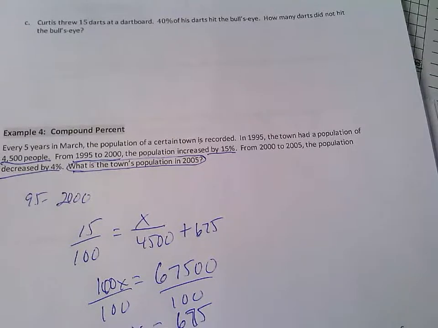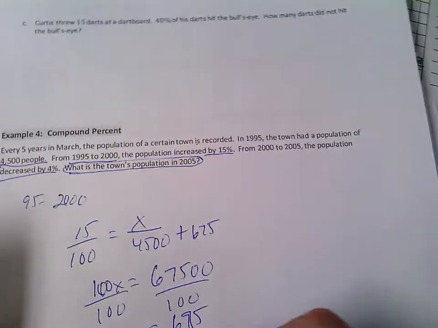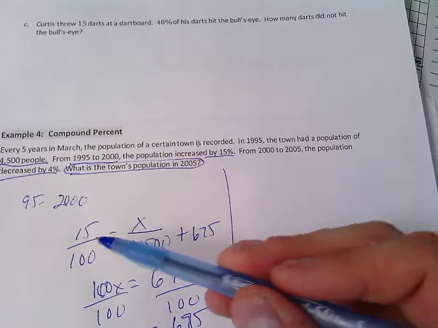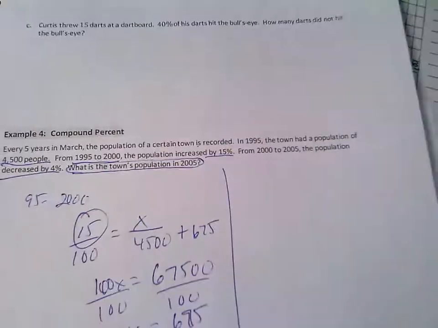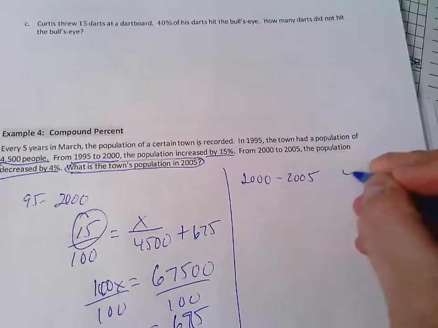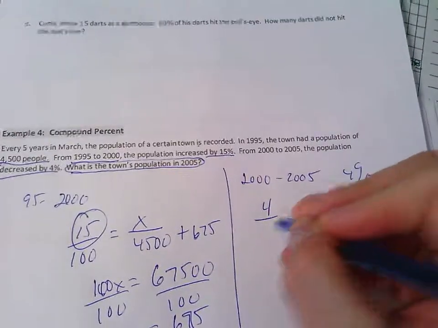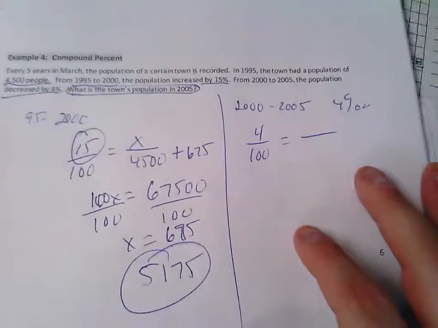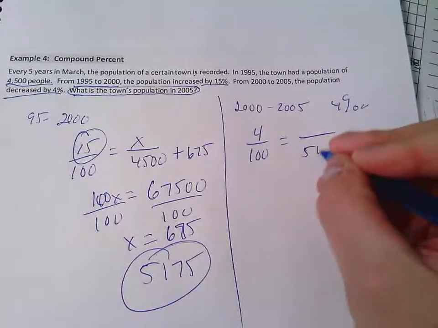So now, okay, 675 plus 4,500 is 5,175. Okay. Now, when you're doing a compound percent, you have to do them separately. So that's why I did the 15% one first. All right, so now we're going to look at 2000 to 2005. This is a 4% decrease. So we're going to find 4% of now this amount, 5,175.